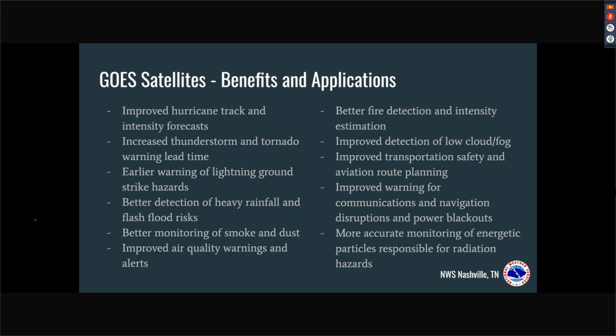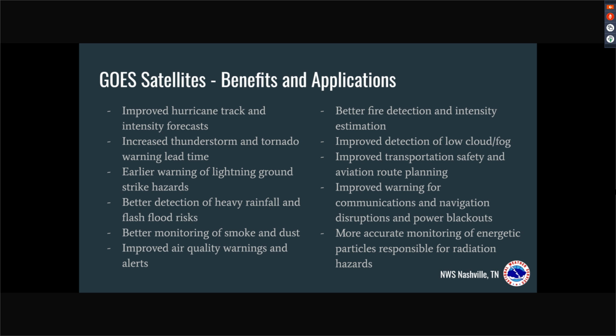So some benefits and applications, kind of like we talked about today and wrapping everything up, we have improved hurricane track and intensity forecasts. We're able to utilize things like our visible band as well as our infrared band, that channel 13, to know where hurricanes are located and what's going on. We can also get some increased thunderstorm and tornado lead time. Sometimes if we see that uptick in lightning, that can tell us that that storm is picking up strength and can kind of tell us to look in that area. We can also get some earlier warning of lightning and ground strikes that way, and we can get some better detection of heavy rainfall.